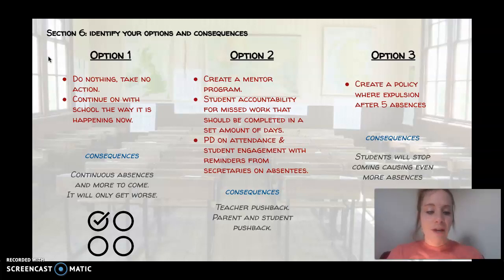Then option 3 could be kind of harsh, but you could create a policy where there's expulsion after 5 absences. So you could try to scare the students into coming to school knowing, oh no, if I miss 5 days, I'm going to get expelled. But a big consequence with that would be students would stop coming altogether. So it could end up causing more absences, and then the expulsion would just have students excited not to come to school even more. So could have some big consequences there.